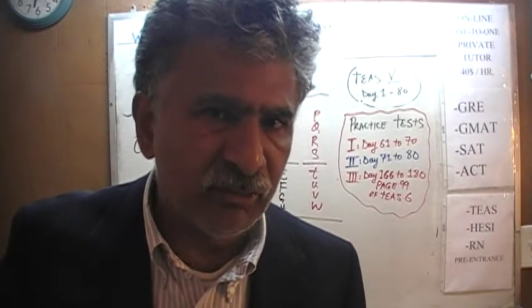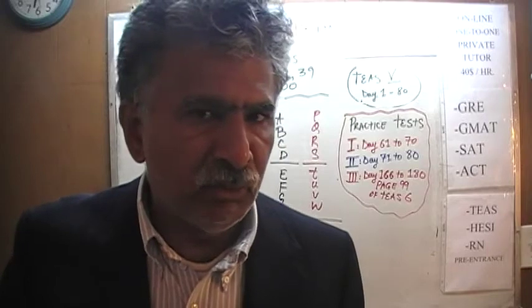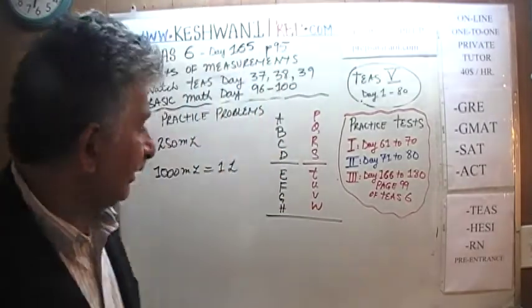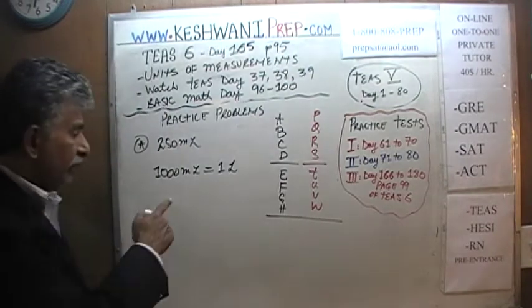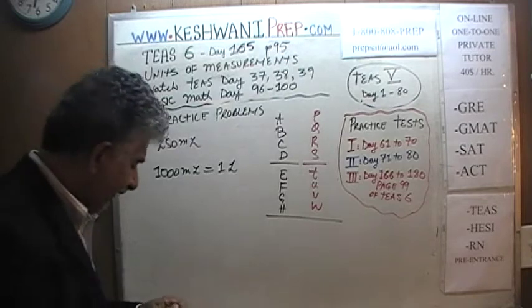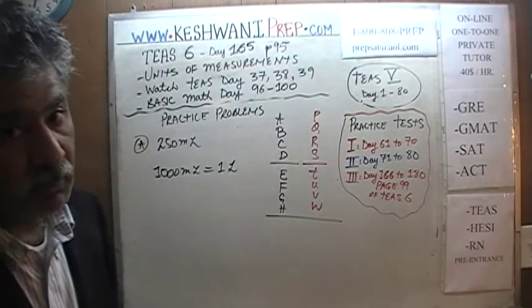So if you take a 1,000th of a liter, whatever the liter is, if you divide it up into 1,000 equal portions, that one portion is called 1 milliliter. And 1,000 of them are going to make 1 liter. But we don't want 1,000, we want 250. For 250, well, what is half of 1,000? Half of 1,000 is 500. And half of 500 is 250.